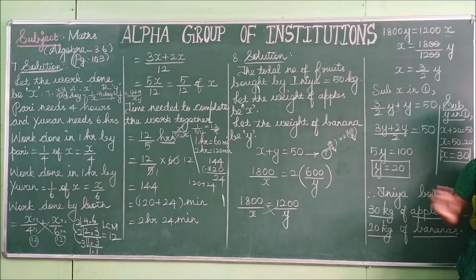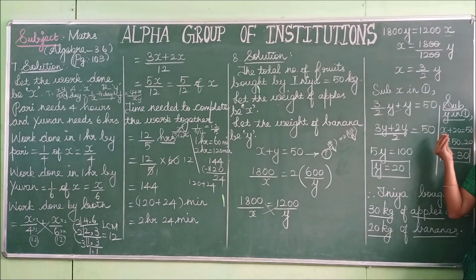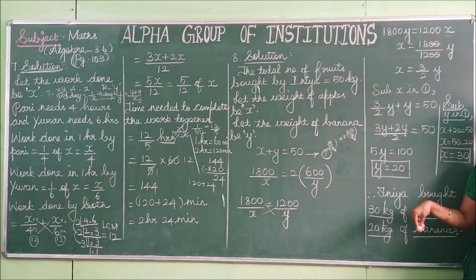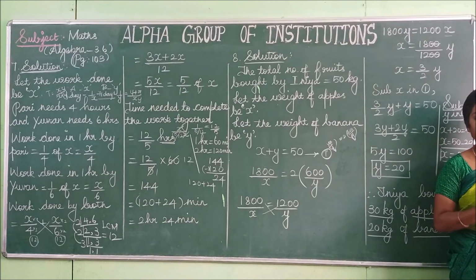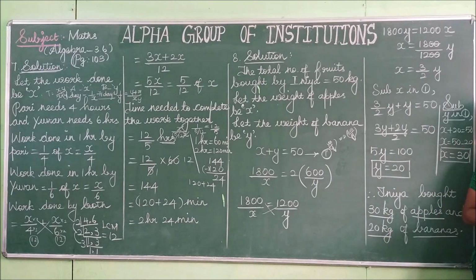Now you have to solve, substitute the known values, get the solution and check with the given statement. So for a word problem, you have to read once or twice, then only you get the clear solution.